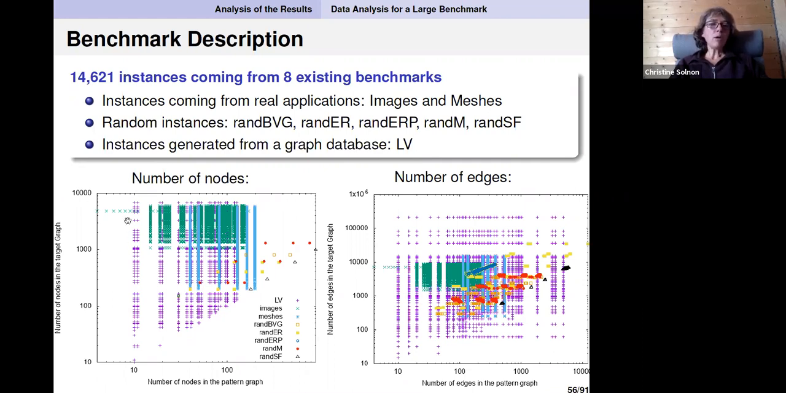Here I plot each point corresponds to an instance, and on the x-axis there is the number of nodes in the pattern graph, and on the y-axis I have the number of nodes in the target graphs. And this is the same for the edges, and it shows us that we have very small instances with graphs which have 10 nodes, both in the pattern and the target, and we also have rather large instances with graphs which have more than 1,000 nodes and a lot of edges too.